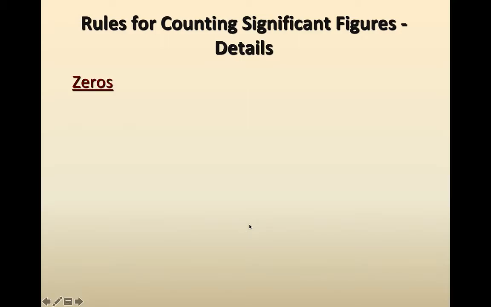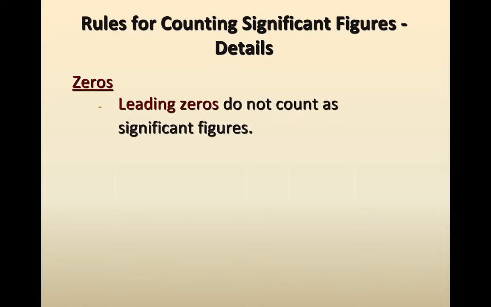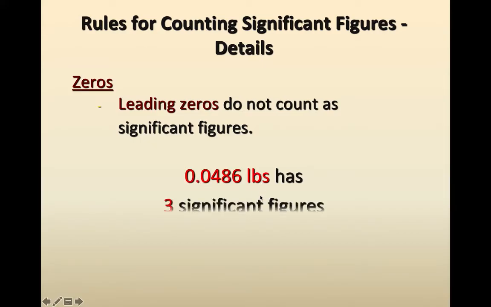Next up, the kinds of zeros. There are 3 kinds of zeros. The first are leading zeros. These are zeros that start a number, and they never, ever count. For example, these first 2 zeros right here don't count. So this measurement has 3 sig figs. It's just the 4, the 8, and the 6, because these leading zeros don't count.